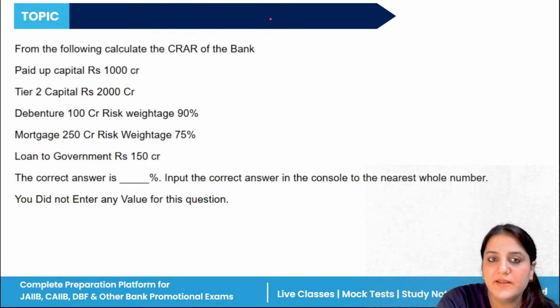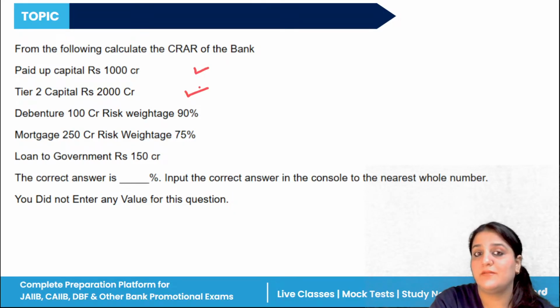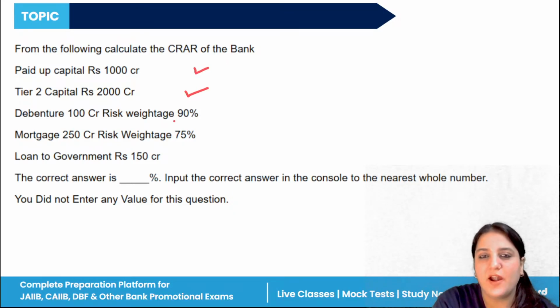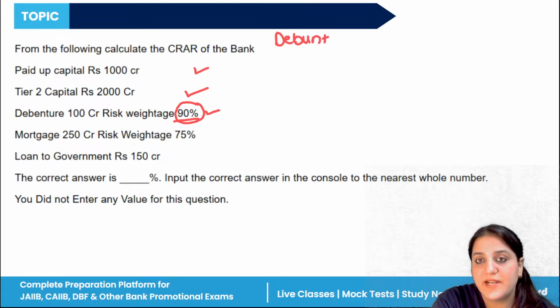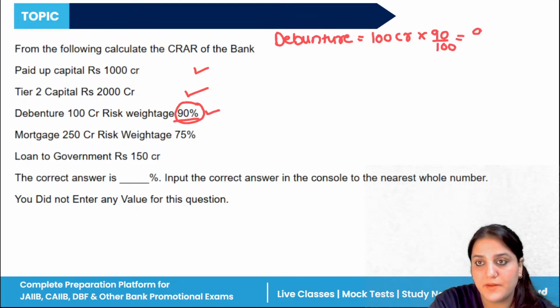See, here it is written in the question, paid up capital is given, okay. Tier 2 capital is given, great. Debenture is of 100 crore, but there is a risk weightage of 90%. That means we have to calculate this debenture money, that is equals to 100 crore multiplied by 90%, which is equals to here 90 crore.